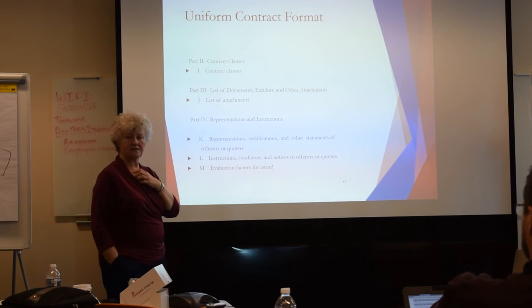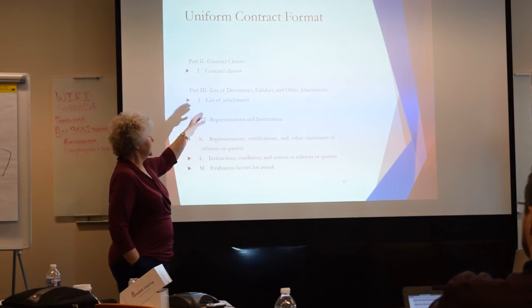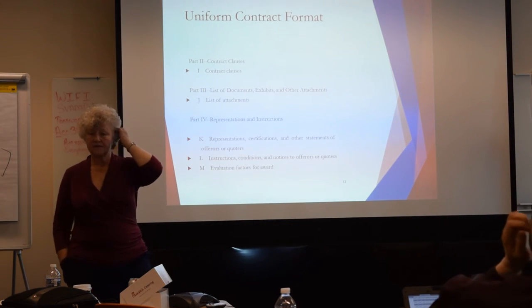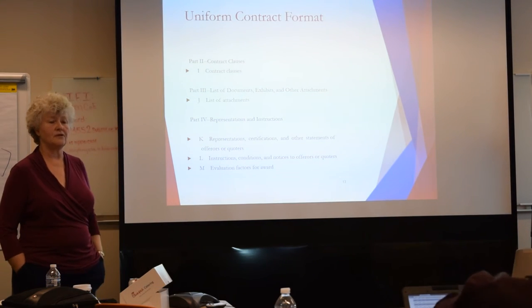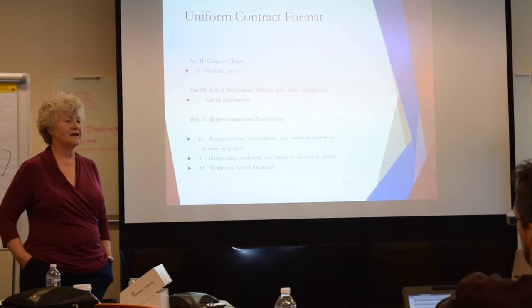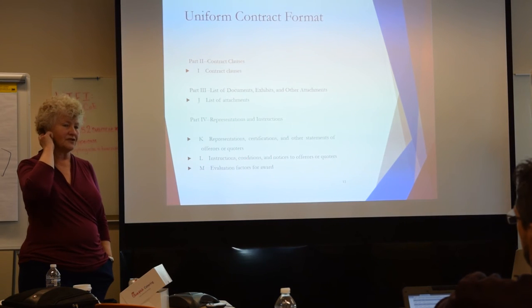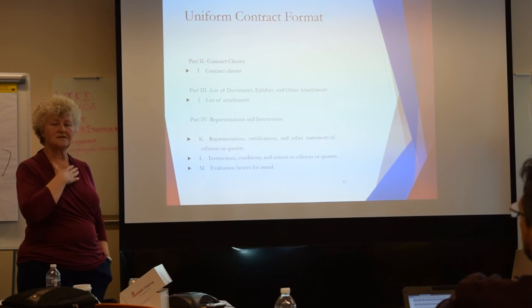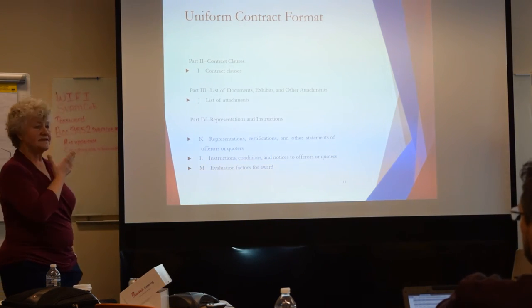Everybody good on contract clauses? Okay, J is list of attachments. So this gets into the problem we talked about before. Govini. Govini is the name of the company that found that they were putting pictures of all the nuclear regulatory plants all over the place. So a list of attachments.